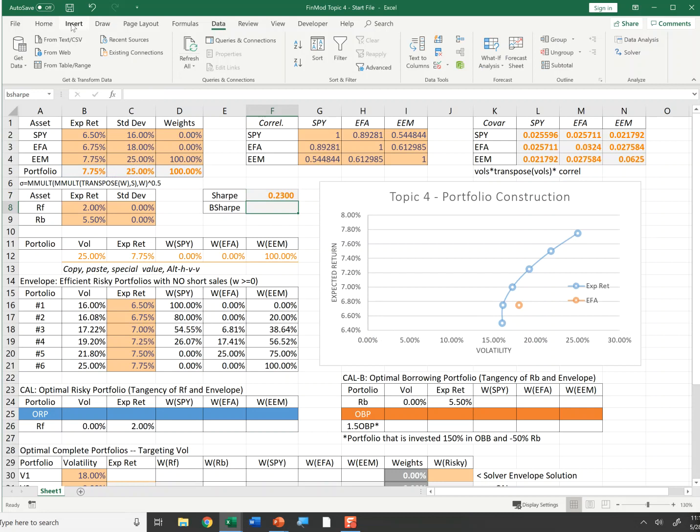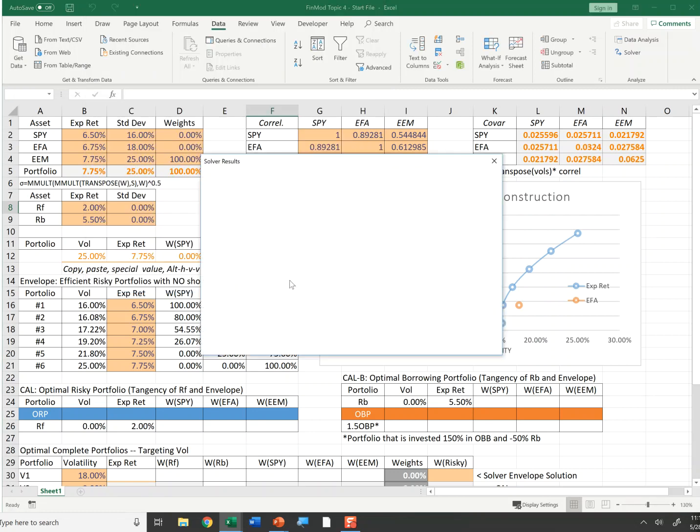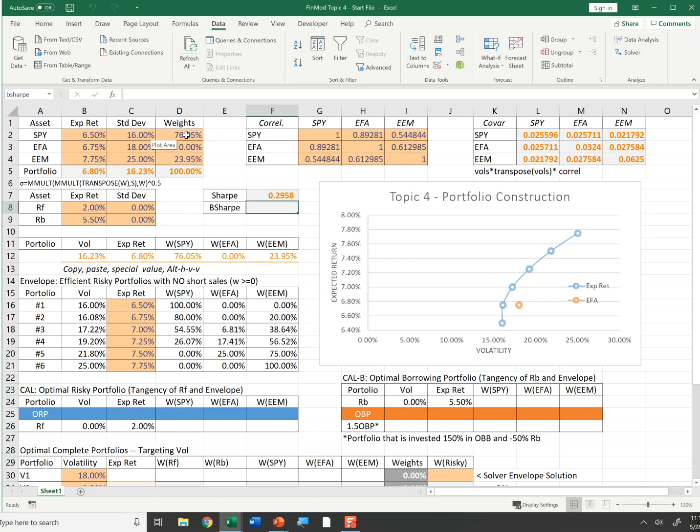Now when I go ahead and run Solver, I'm going to maximize Sharpe by changing the three weights. I want to eliminate my constraint on mean because I want to find any combination of risk and return that maximizes the Sharpe. I'll hit solve. There's the portfolio there, 76% SPY and 24% EMA. It gives me this portfolio volatility and mean.